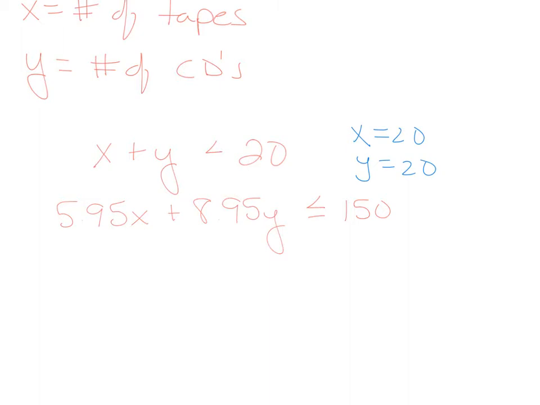Okay, and just keep in mind you're technically doing the cover-up method. So same thing for the second one. I'm going to cover up that 8.95Y, and I'm going to have 5.95X is less than or equal to 150. I'm going to divide by that 5.95. So 150 divided by 5.95, and my x-intercept is right around 25.2-ish. I'm going to do the same thing for my y-intercept: I take 150 and divide it by 8.95, and get 16.8-ish.